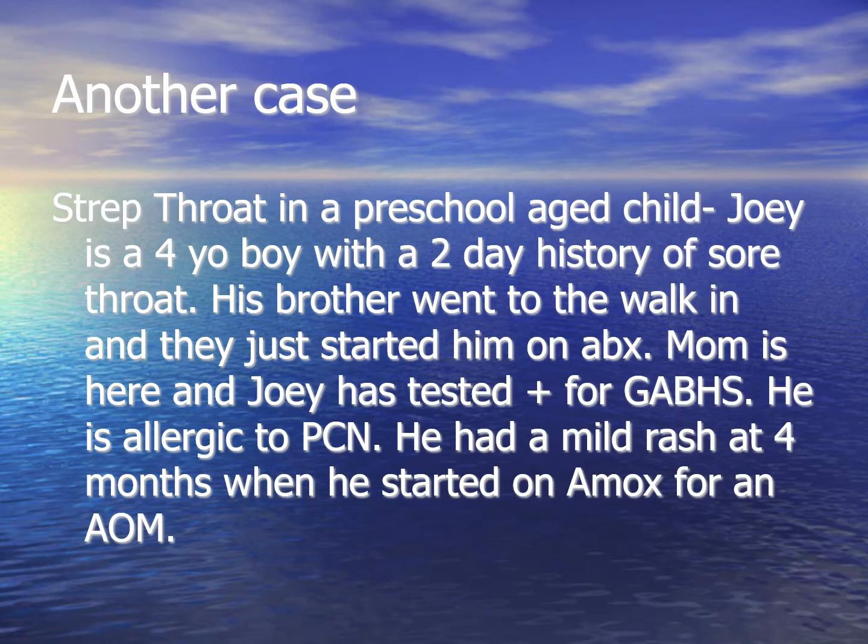Another example, this is strep throat. You've got a 4-year-old boy, 2-day history of sore throat. Brother went to the walk-in. They started him on antibiotics. Joey is positive for group A beta hemolytic strep. He is allergic to penicillin though. So that's one of the problems: now all of a sudden we can't use what we were expecting to use and we have to use something different.